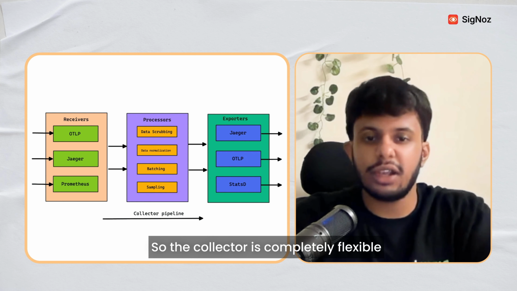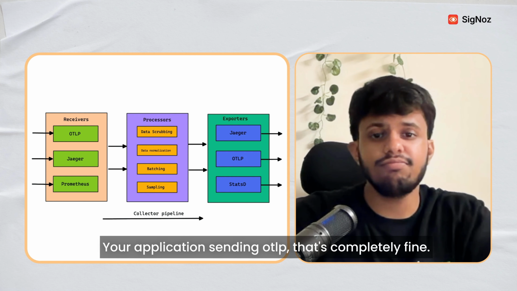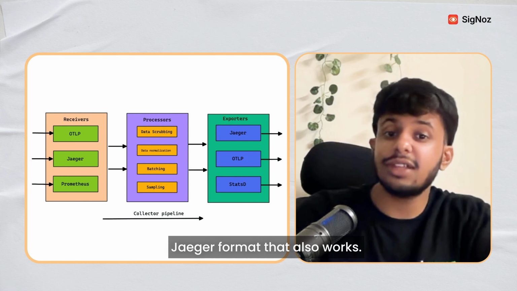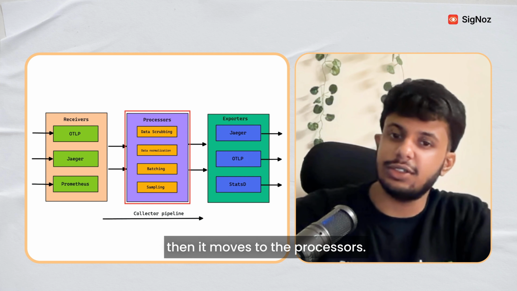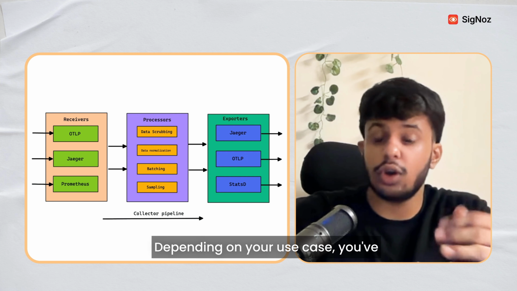So the collector is completely flexible about where the data comes from. Your application sending OTLP, that's completely fine. And got a legacy setup spanning Jaeger format, that also works. So the collector receives it all. And then it moves to the processors. And this is where most of the real work happens, depending on your use case.